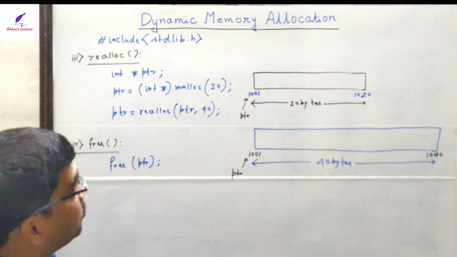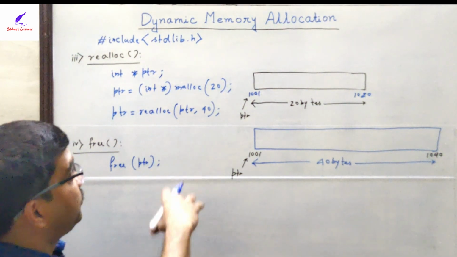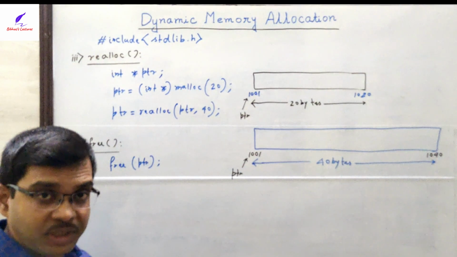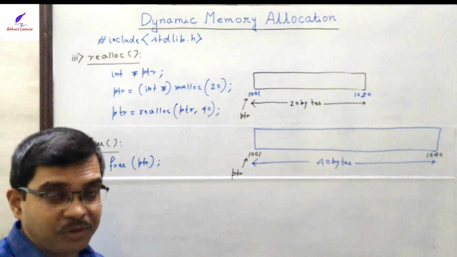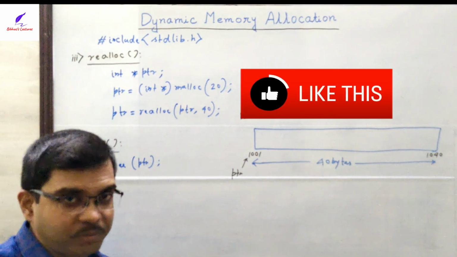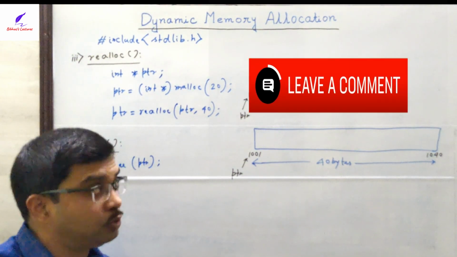So my dear students, today I have discussed the four different dynamic memory allocation functions. These functions we are going to use widely in the case of linked lists. I hope that you have understood the concept of dynamic memory allocation and why we need to implement it.